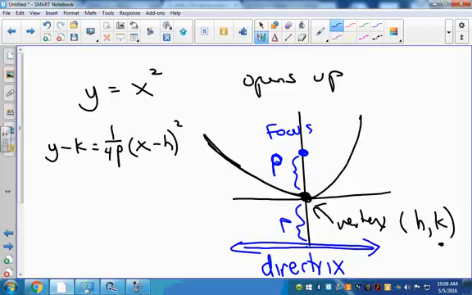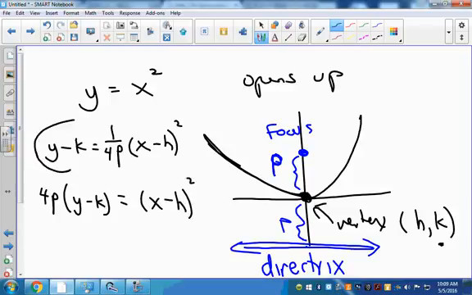Some people like to put the 4p on the other side so that it looks like this, 4p times y minus k is x minus h squared. I don't care which version you use. I'm going to typically use this version, but certainly you can multiply both sides by 4p, and you don't have any fractions in the problem. Here, there's a fraction there.